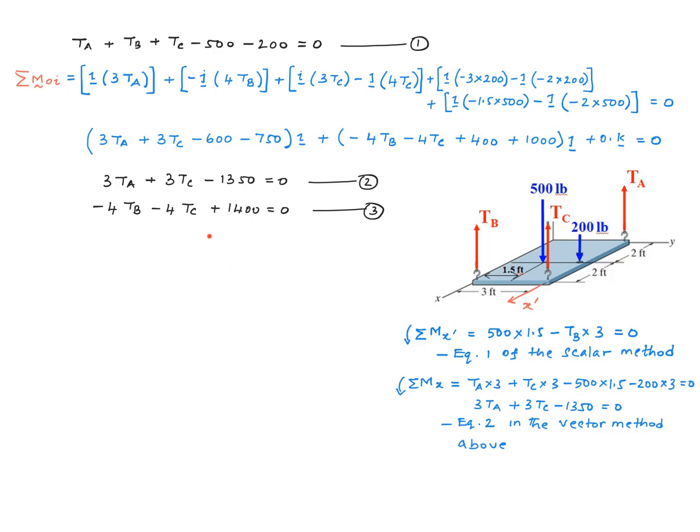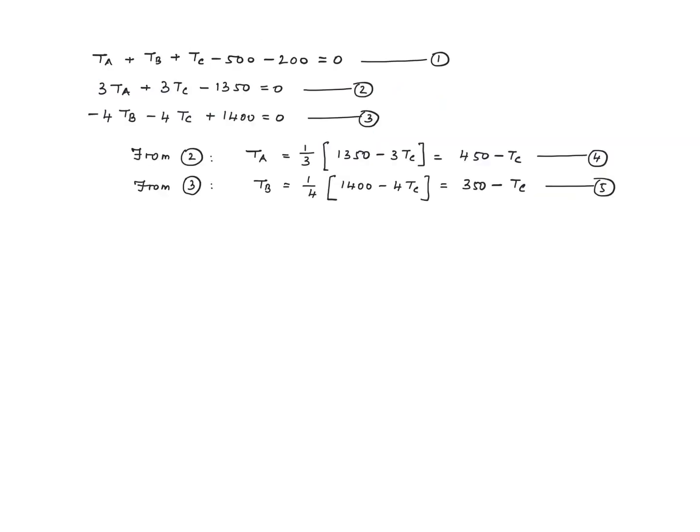Alright, so coming back to this, we have three equations, three unknowns. Let's go ahead and solve. My strategy is the following. I'm going to express TA in terms of TC from equation 2, TB in terms of TC from equation 3, and then I'm going to substitute these two equations in equation number 1. Then equation number 1 would be just in terms of TC, and I can go ahead and solve for that, right? Once I do, I can come back and solve for TA and TB from these equations.